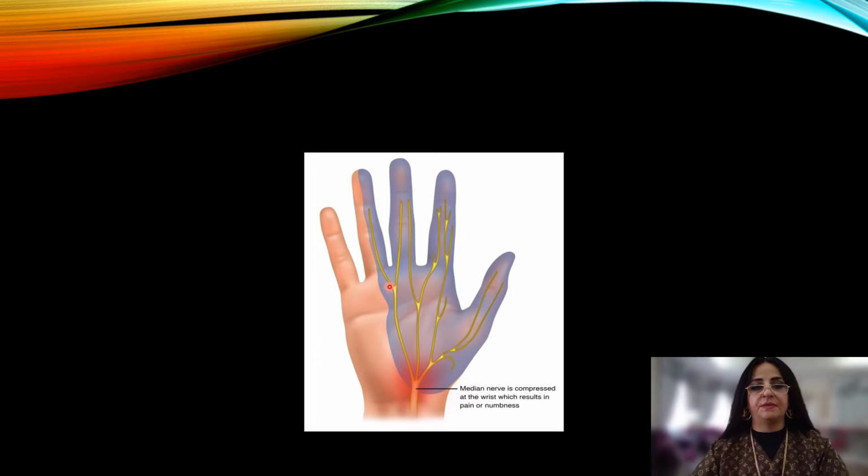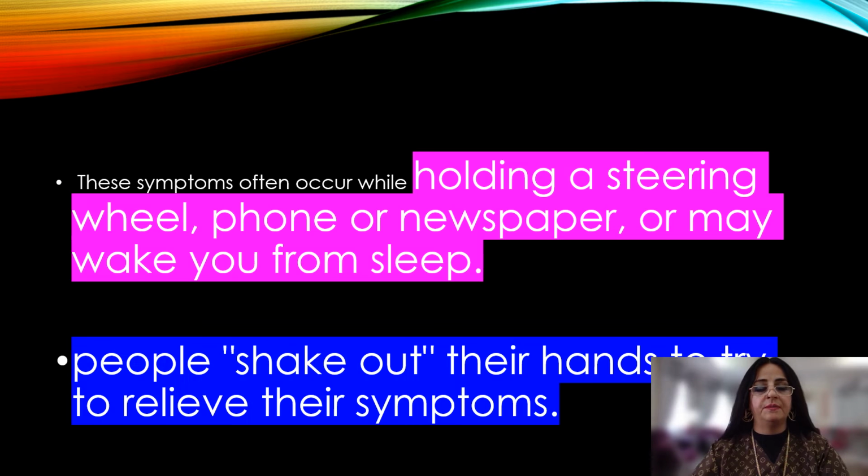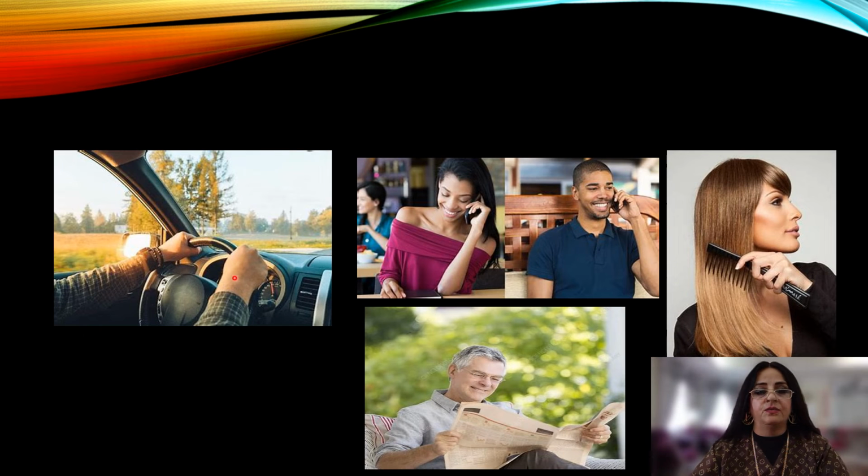This is another picture. You can see that's a beautiful picture here. This is the median nerve. That's the area that gets under pressure under the transverse ligament, and all these fingers, which are innervated by the median nerve, get painful. Sometimes you might feel the pain while you are holding a steering wheel or driving. You are holding a phone and having a conversation, reading a newspaper, or even sometimes when you are sleeping, you might feel the pain, and it sometimes wakes you up. People used to shake out their hand to feel relieved or get rid of the pain. So while driving, having a phone conversation, combing your hair, or even reading a newspaper, you might feel the pain, numbness, tingling, and burning sensations.